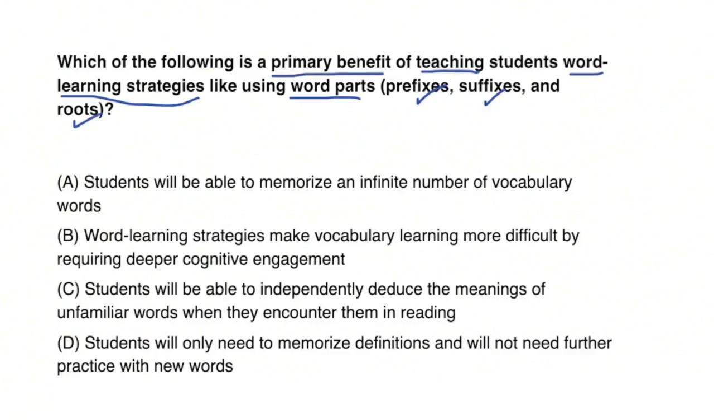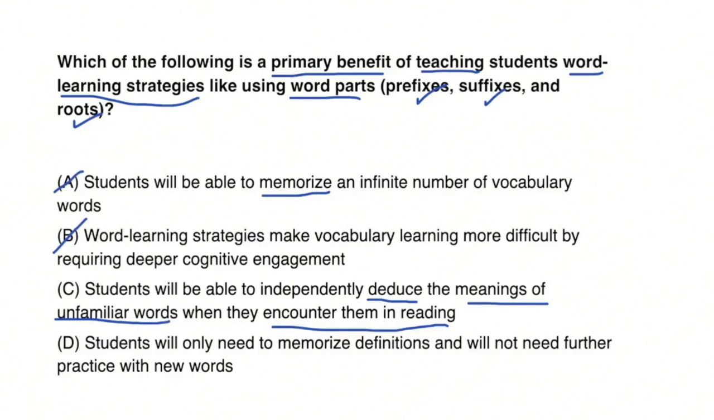Let's start with A. So the primary benefit is that they're going to memorize some words. B, word learning strategies make vocabulary learning more difficult by requiring deeper cognitive engagement. So let's go ahead to C. They'll be able to deduce the meaning of unfamiliar words when they encounter them with reading. So now that sounds similar to me when we say that we want students to be able to read a word and understand it because they can see the parts of the word in it. And if you know the parts of the word, then you can read it. So this is an opportunity for students to be able to break apart words and see the word parts in them, such as prefixes, suffixes, and the root words.